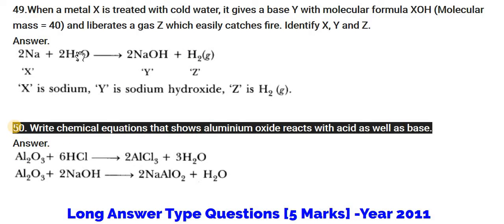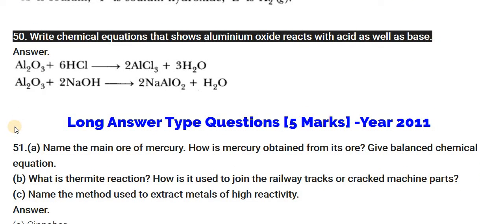Now let's move further. Question number 50. Write the chemical equations that show aluminium oxide reacting with an acid as well as a base. As we studied, aluminium oxide is amphoteric in nature, meaning it can react in both acidic as well as basic conditions.